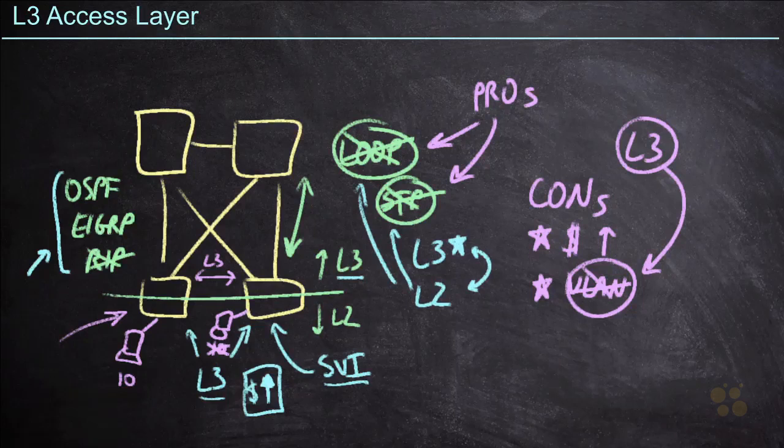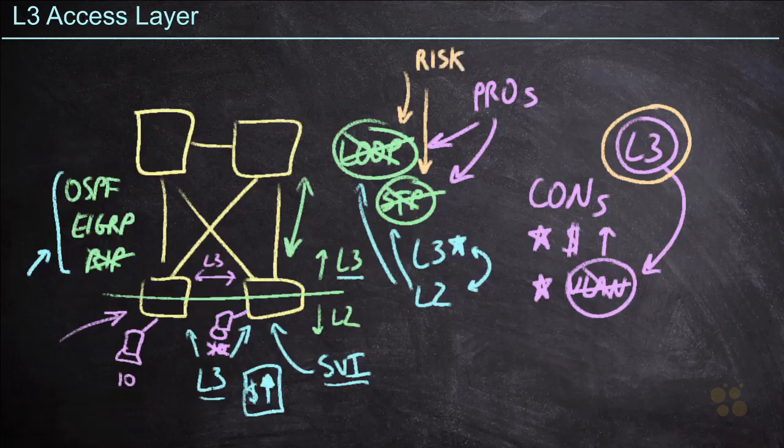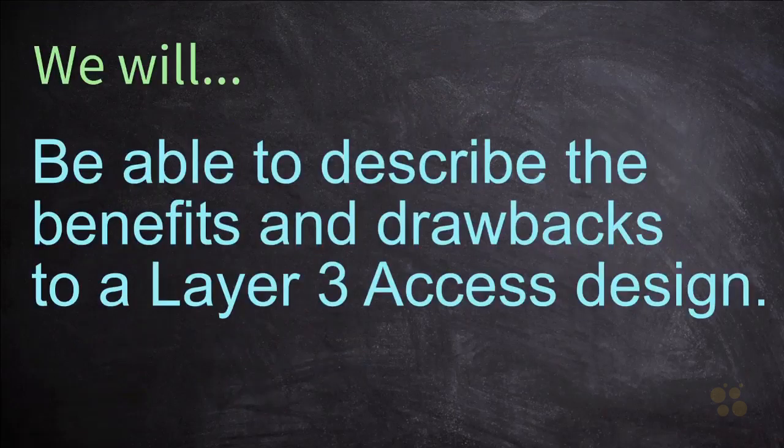Now, from a real-life, real-world perspective, we don't see a whole lot of layer 3 designs to the access layer, and part of that is because these disadvantages, the loop-free topology and the spanning tree protocol, the risk that these problems introduce has been greatly lowered by new technologies that we're going to explore in the next video. And with that, you are now able to describe the benefits and drawbacks to a layer 3 access design.